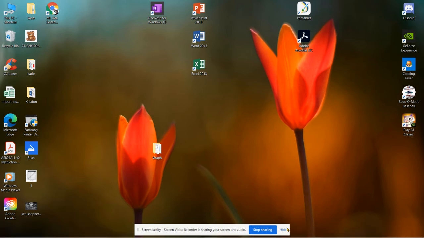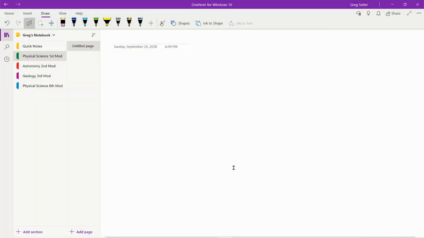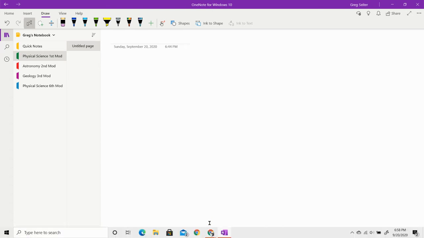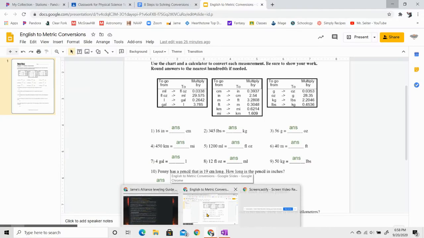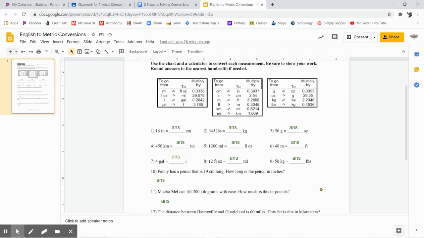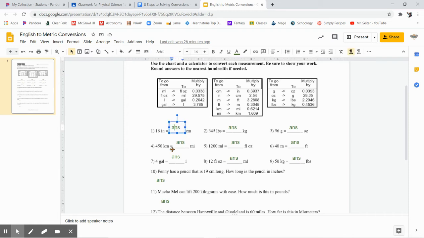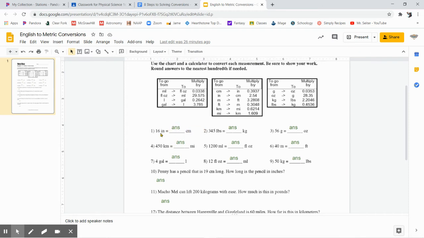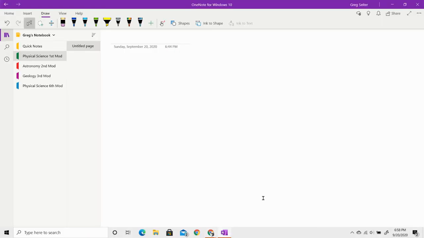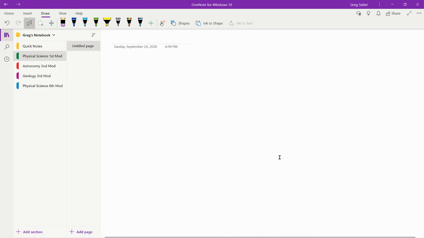Let me pull up my OneNote. So, it's open and we're ready to roll. All right. So here we go. 16 inches equals how many centimeters? And again, there's a spot for you to click in and enter your answer. Let's read that problem. Now let's write it down. 16 inches equals how many centimeters?